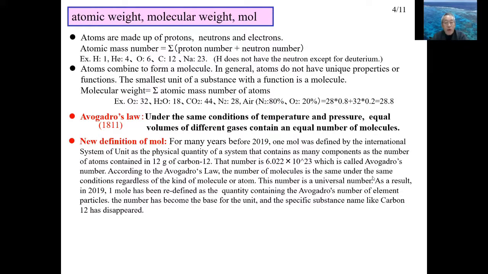Individual atoms and molecules are extremely small. To make quantitative treatment of such small substances easy, the unit called mole was invented. For many years before 2019, 1 mole was defined by the International System of Units as the physical quantity of a system that contains as many components as the number of atoms contained in 12 grams of carbon-12.